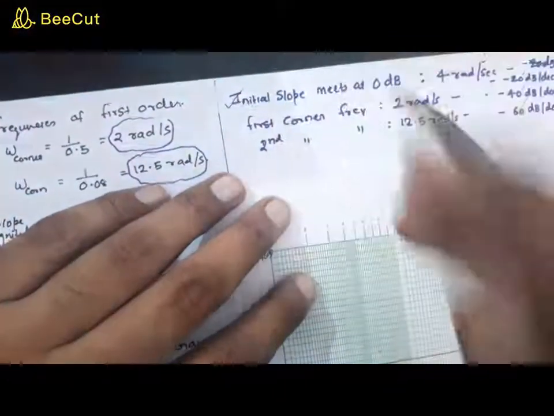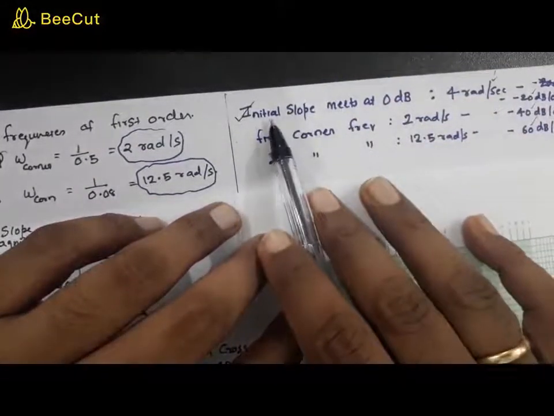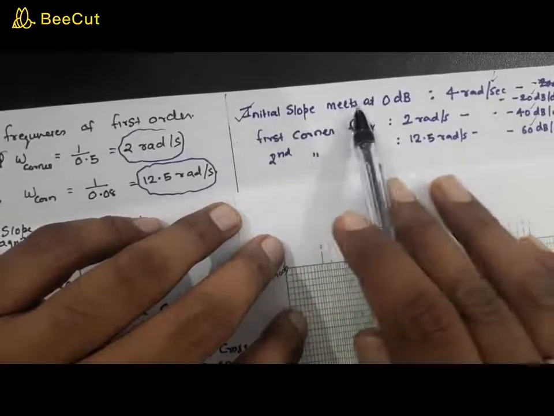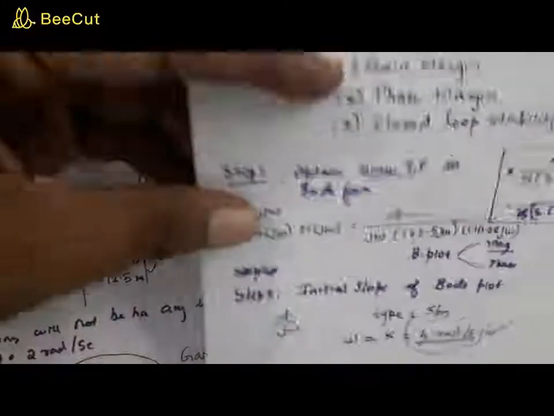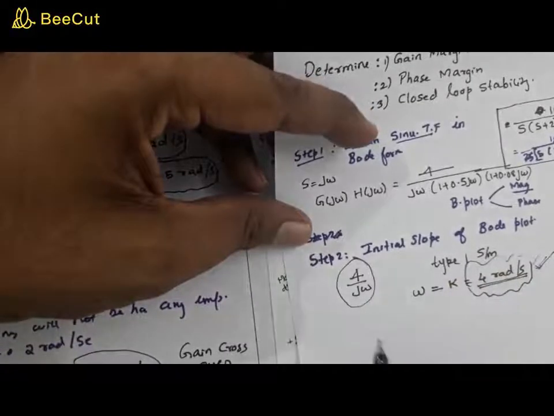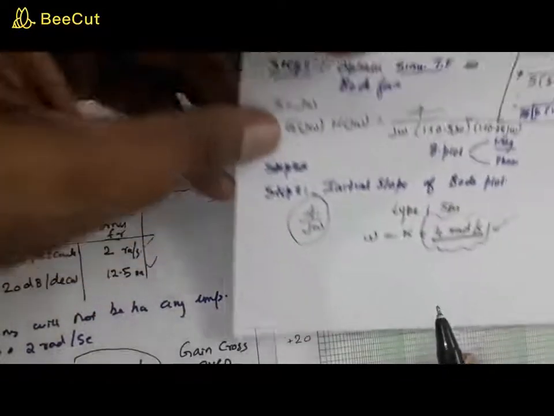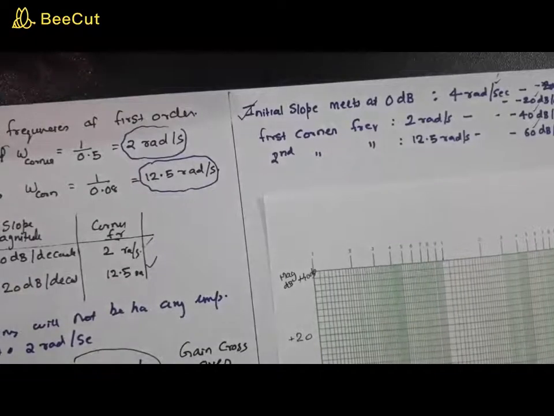Anyway, let us move on to the first thing. While drawing the magnitude plot, the first step is to draw the initial slope of the Bode plot. The initial slope depends only on the value of 4 by j omega, and you must also understand that it is not the whole Bode plot, it is just a part of it, and the Bode plot will change as the corner frequency comes into play.